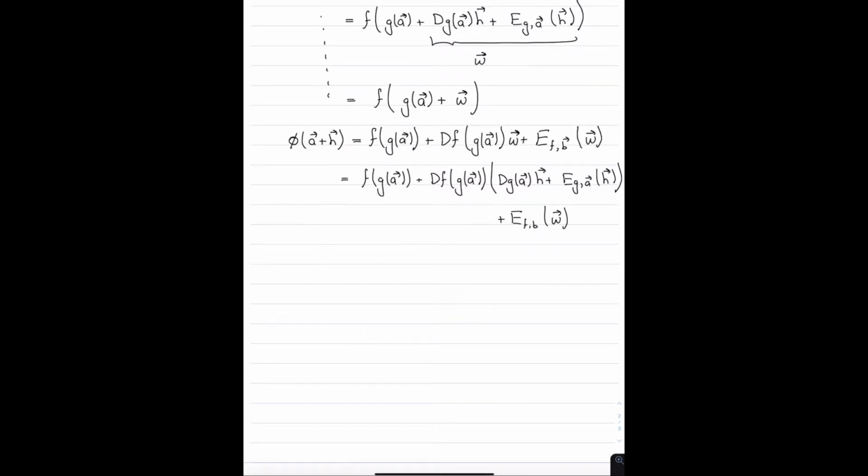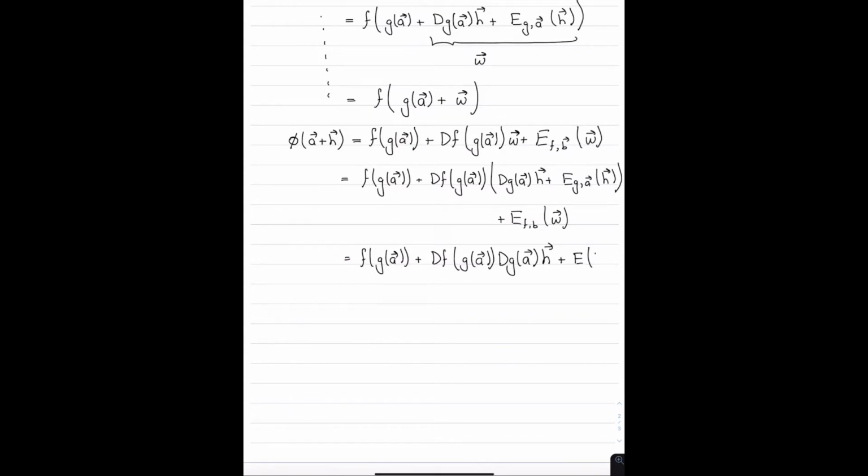If you keep on expanding this, you're going to get f evaluated at g of a plus df of g of a, times the derivative of g evaluated at a times the vector h, and then I'm going to write out this term plus e3, or just e of h comma w.